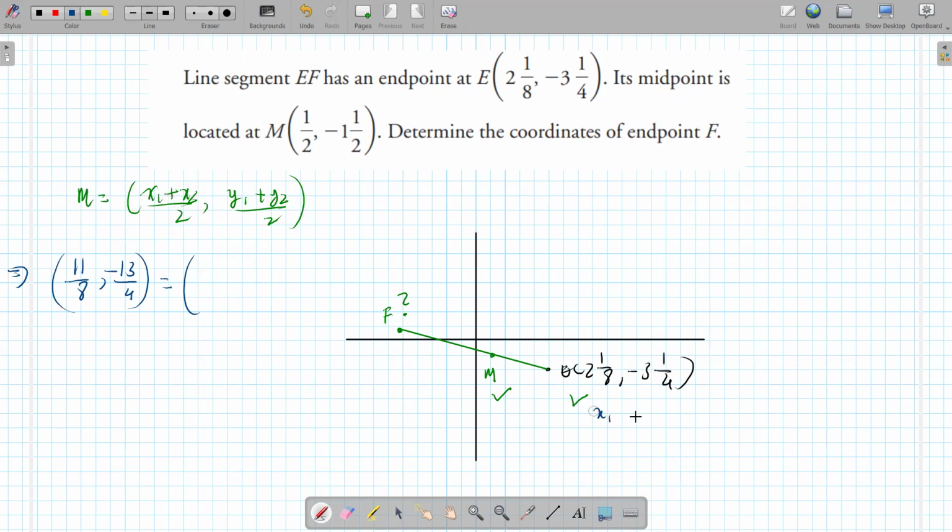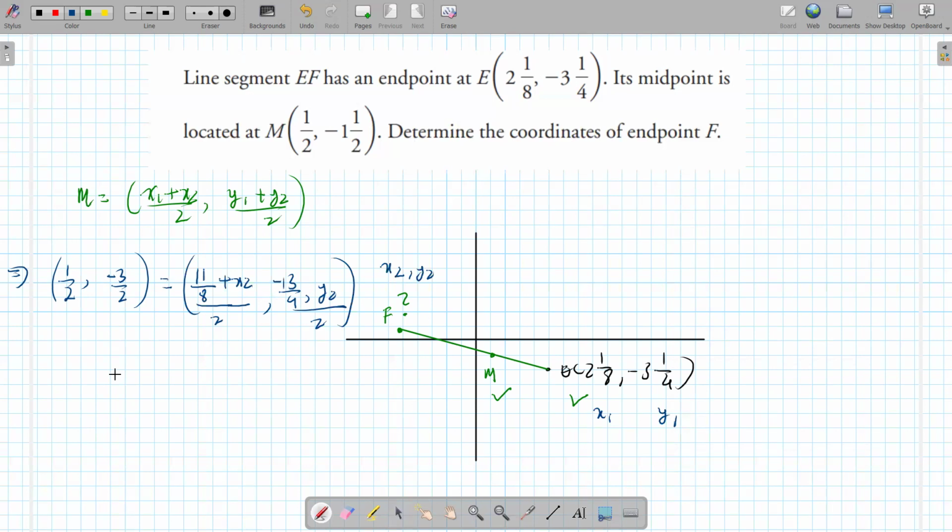Let's say this is our x1, y1, and F has a coordinate of x2, y2, which we don't know. I think I wrote this the other way around. X1 is 11 over 8. X2 is missing. Y1 is negative 13 over 4. Y2 is missing. And our midpoint is 1 over 2 and negative 3 over 2. There we go. That's our equation that we have to solve.